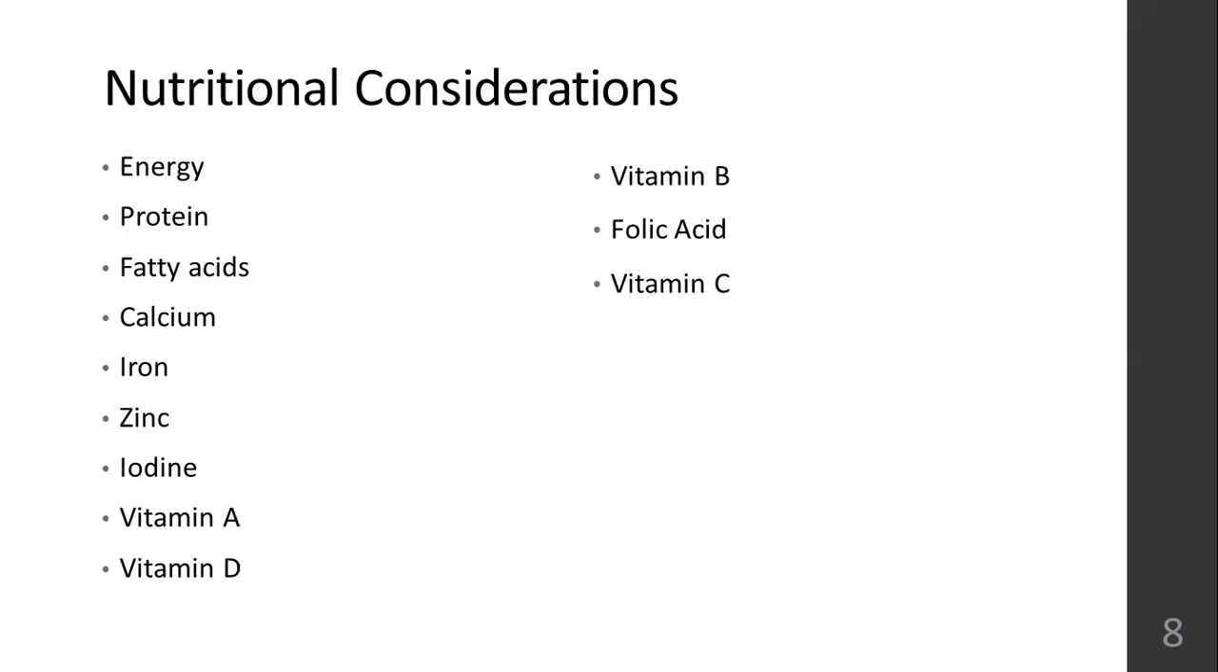Vitamin C: seasonal fruits, and also in India, amla, Indian gooseberry, and guava. They are really rich sources of vitamin C, a better source than orange. And also green chilies. Green chilies are also an amazing source of vitamin C.